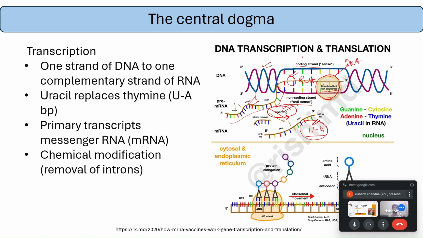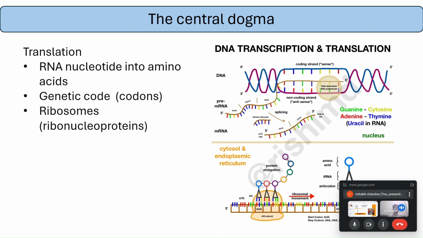Okay, so moving on to translation. Once this mature mRNA is formed, various modifications are there that we'll discuss when we see RNA processing. Now, the mature mRNA is formed and transported to the cytoplasm. This mRNA is then used by the ribosomes to form the protein chain.